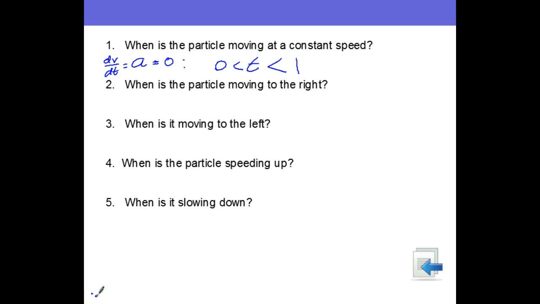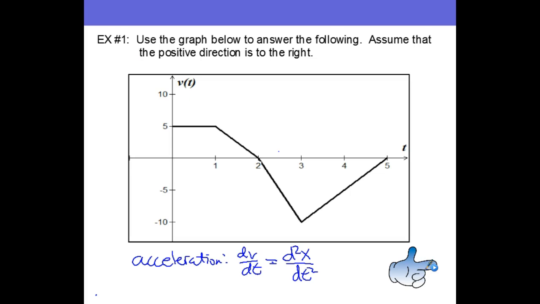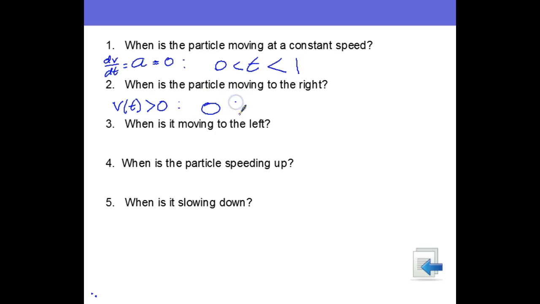All right, and number 2, it says, when is the particle moving to the right? Well, that's going to happen when the velocity, when v of t is greater than 0. Because if the velocity is positive, it's moving to the right. Let's take a look. So when is the velocity positive? Well, in this graph, the velocity is positive when the function is above the x-axis. And so that happens on the interval from 0 to 2. 0 less than t less than 2.